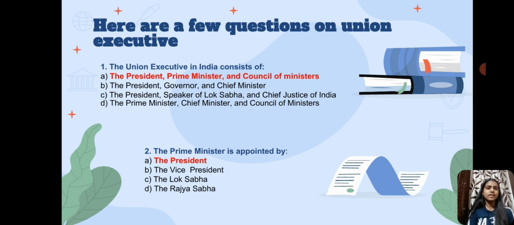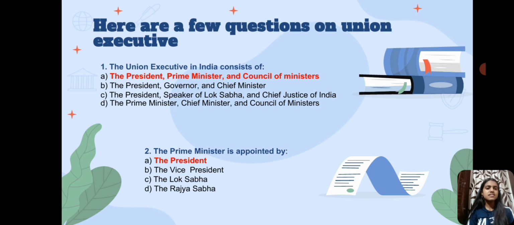Here are a few questions on the Union Executive. The Union Executive in India consists of A. the President, Prime Minister, and the Council of Ministers, B. the President, Governor and Chief Minister, C. the President, Speaker of Lok Sabha and Chief Justice, D. the Prime Minister, Chief Minister and Council of Ministers. As I said, the right answer is the President, Prime Minister and the Council of Ministers.